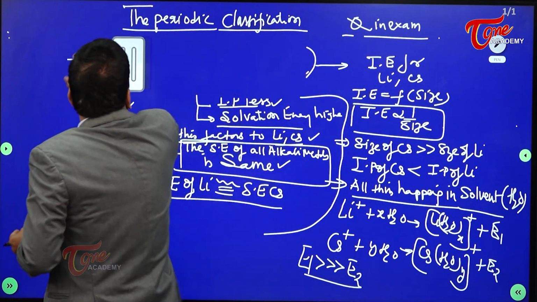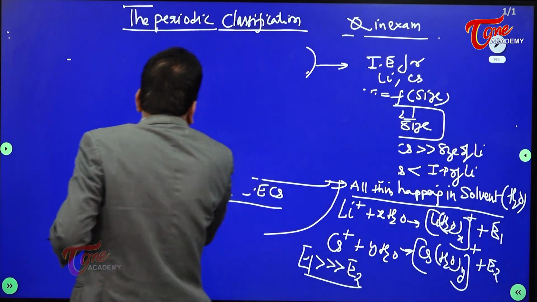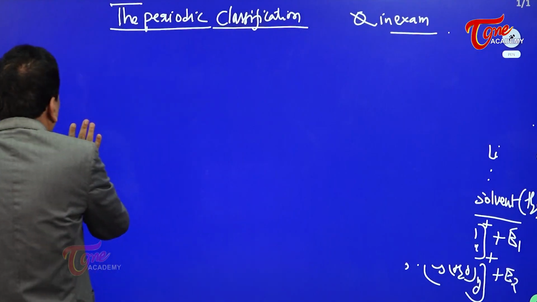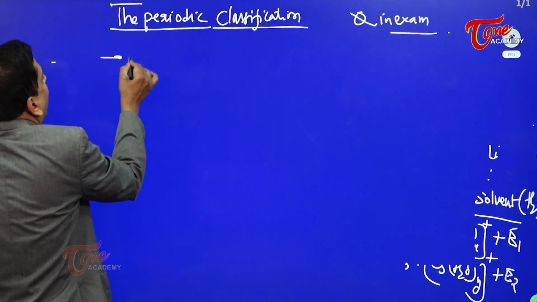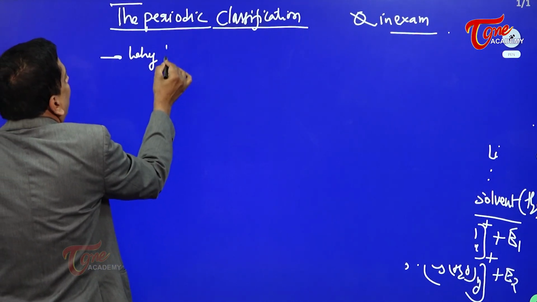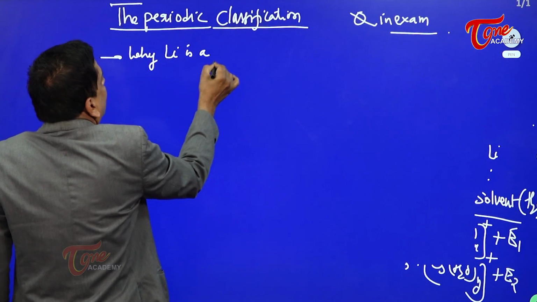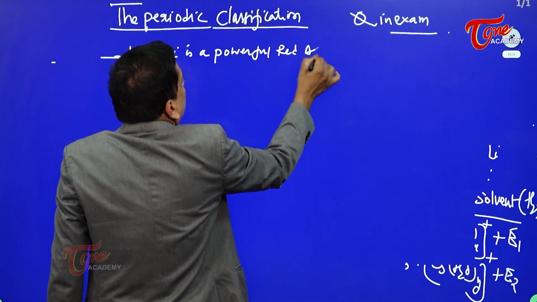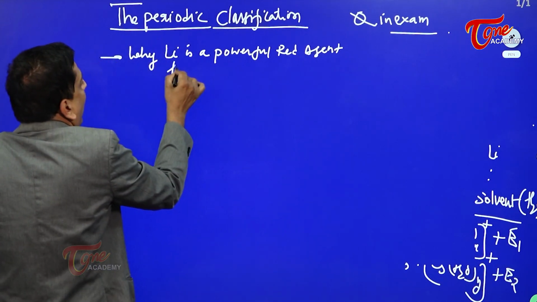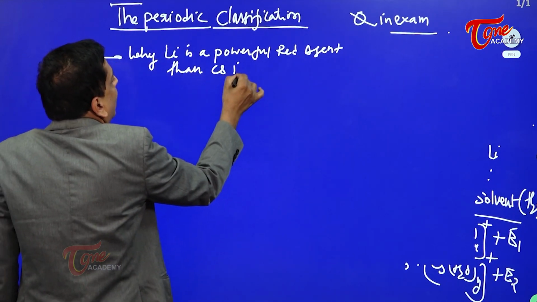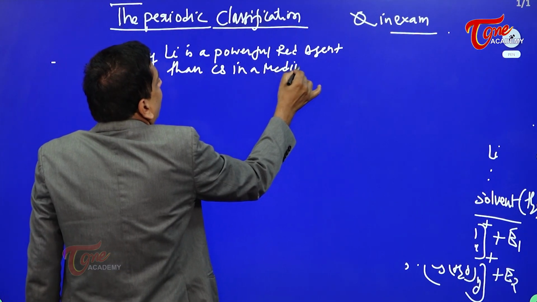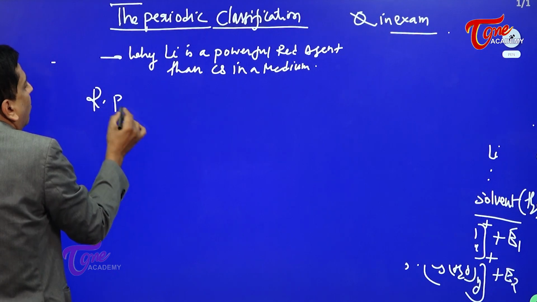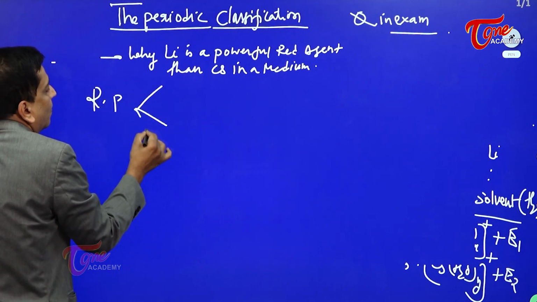Watch carefully here. I draw the attention of everyone. Look into this. Why is lithium a more powerful reducing agent than cesium in a medium? Right, that's the question. So reducing power will depend upon three factors.